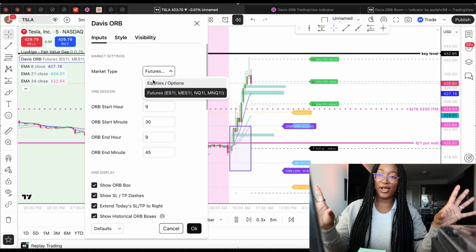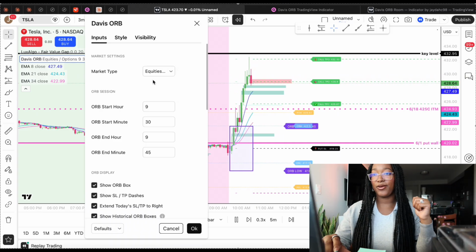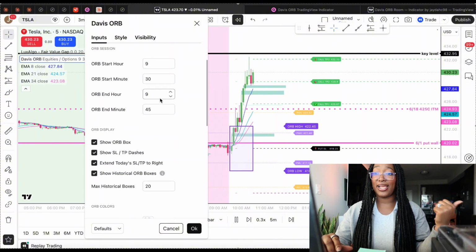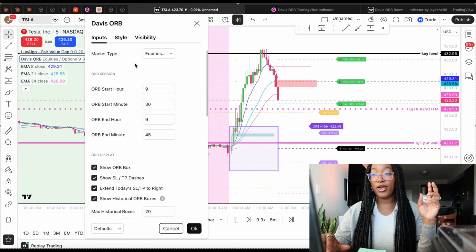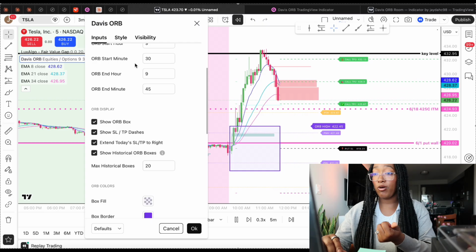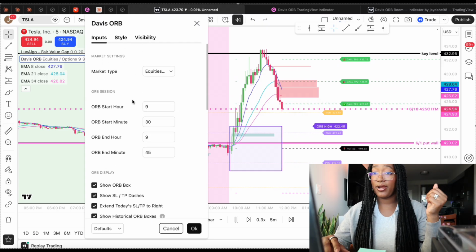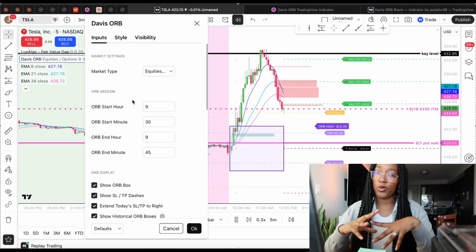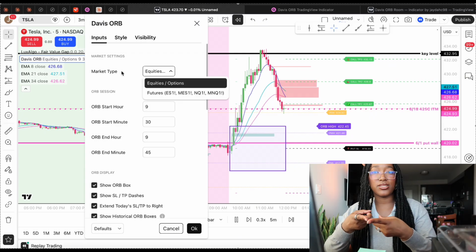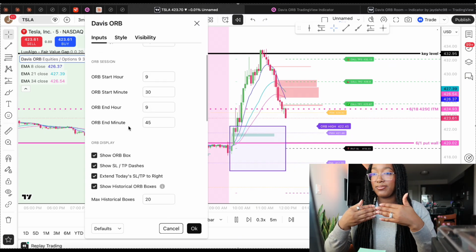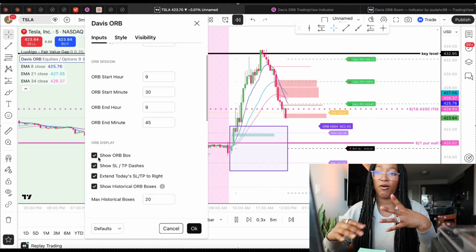So right now my current default settings for the indicator are the equities market, the 9:30 to 9:45 ORB range. I typically show the ORB box, my stop losses, my target prices, and I normally keep on the historical boxes. And that's one of the things I added to the new code update, the option to turn it on or off.